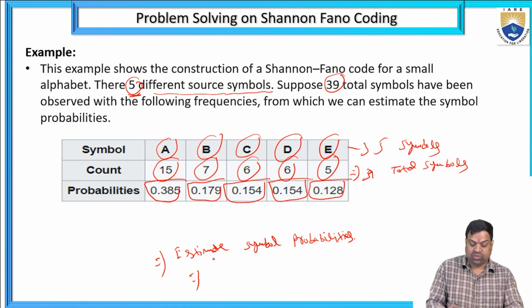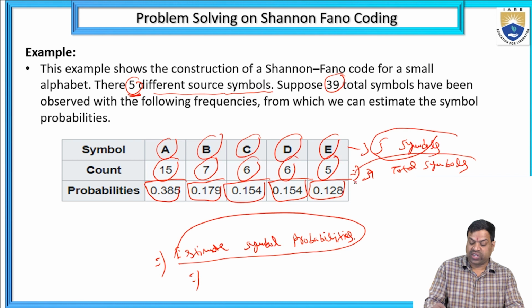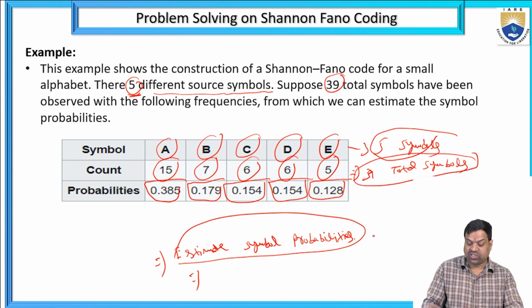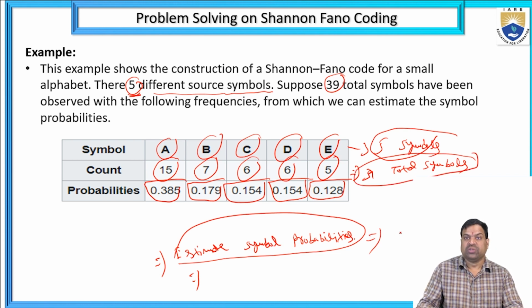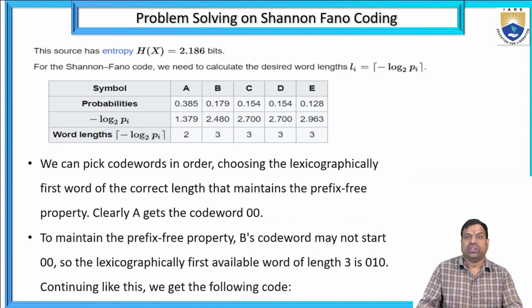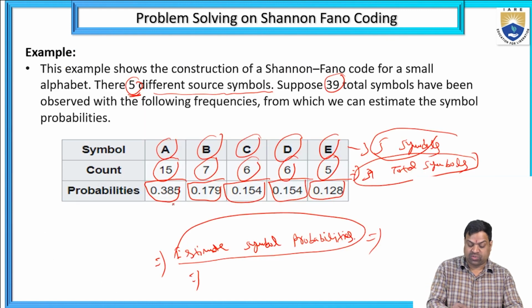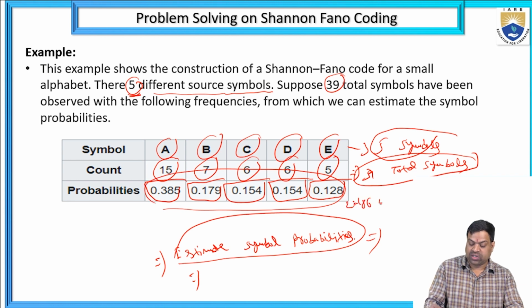So what do we have to do? We are estimating the symbol probabilities. Five symbols are there, and 39 total symbols are there. Then what is the result? We have to find the symbol probabilities with the help of Shannon-Fano coding. The entropy, we already know, H(X) equals 2.186. From this we are getting the average of 2.186 bits per symbol.